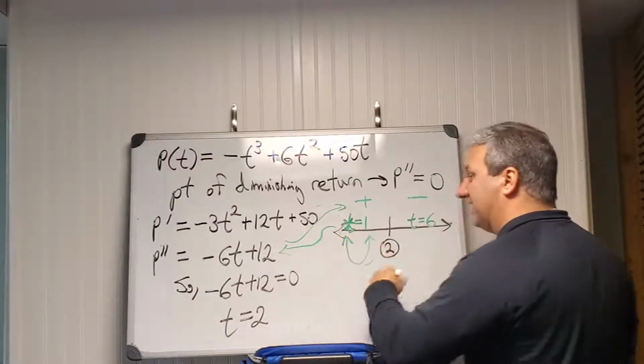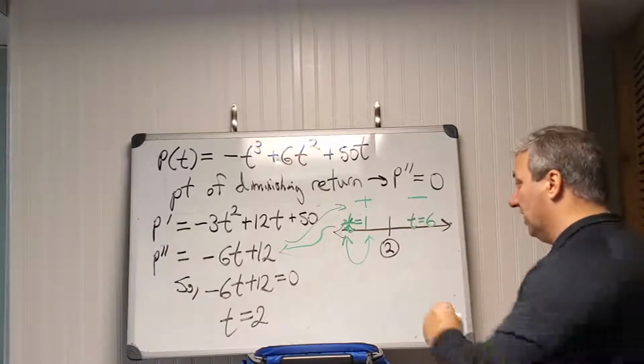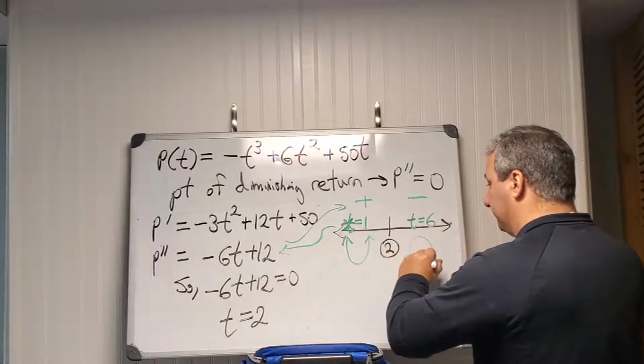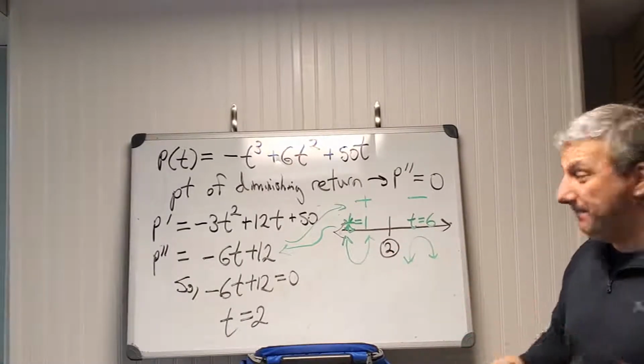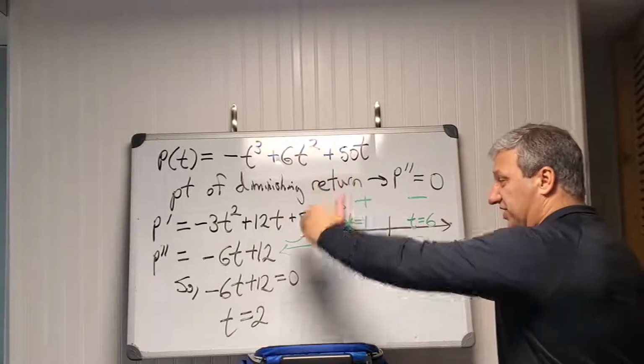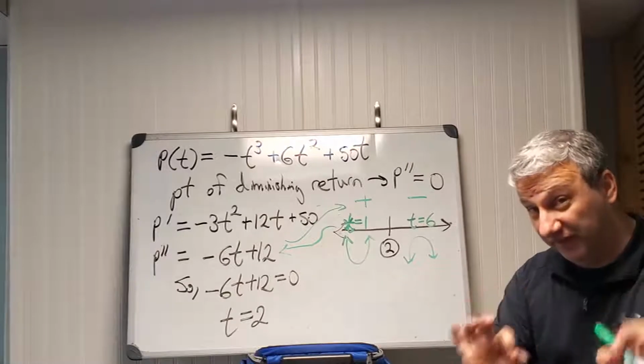My function will be concave up. If the second derivative is negative, my function will be concave down. So what I have here is a stick figure of my picture. I know my picture is concave up, then concave down. So it's definitely a point of inflection.